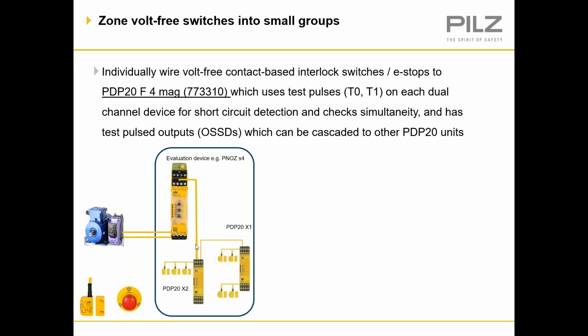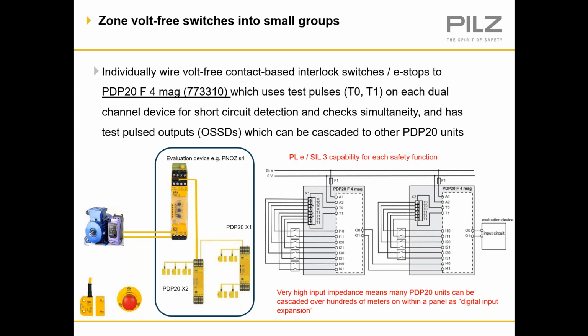This is an example of how it would be wired. They have very high impedance, which means that PDP-20s can be used to cascade over hundreds of meters, or within a panel as a digital input expansion.